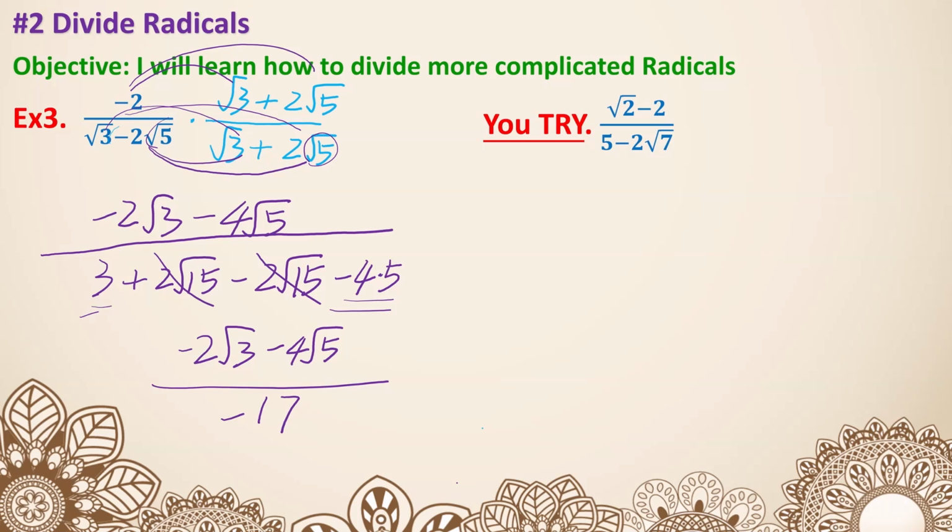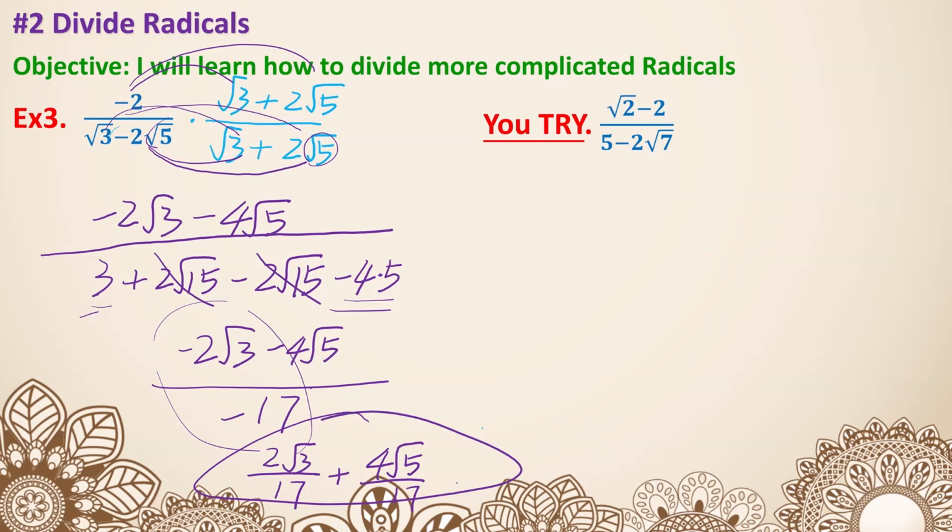Now we can actually separate them to simplify. The first part is going to be -2 square root of 3 over -17, which simplifies to be 2 square root of 3 over 17. Second part, -4 square root of 5 over -17 is a positive 4 square root of 5 over 17. There you go. And that is our final answer for example 3.